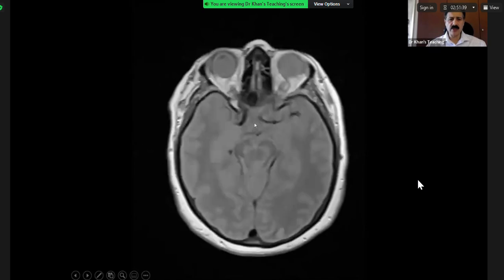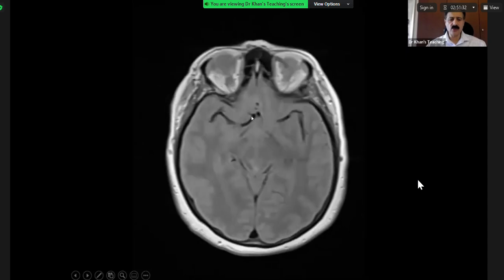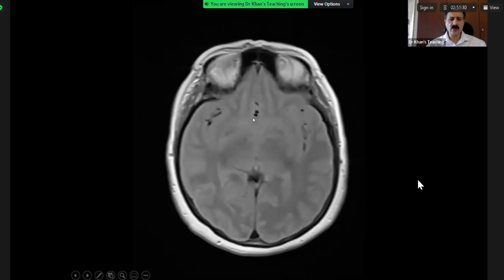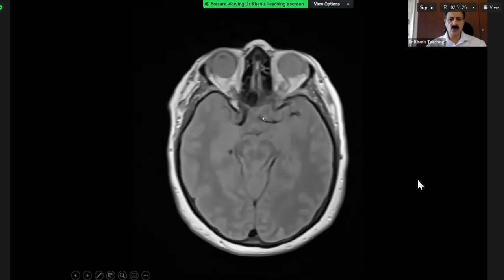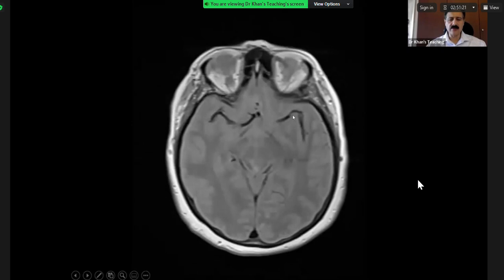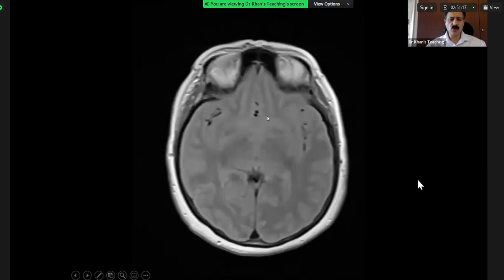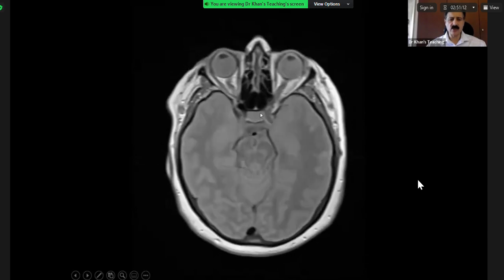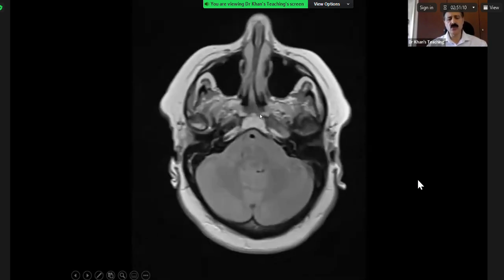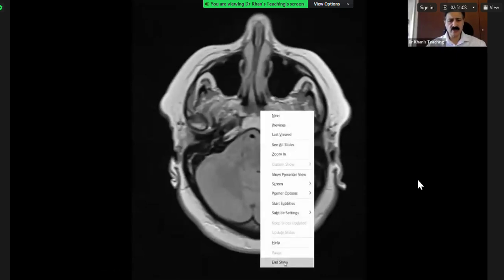Now, as we go superior, so this was the cavernous portion, and then superior to that is the supraclinoid portion of internal carotid artery. If we see it just on the left, then it goes into the MCA. So this is the M1 segment of MCA, and more superiorly, this is the ACOM and the anterior cerebral. So we will come back to this later on.